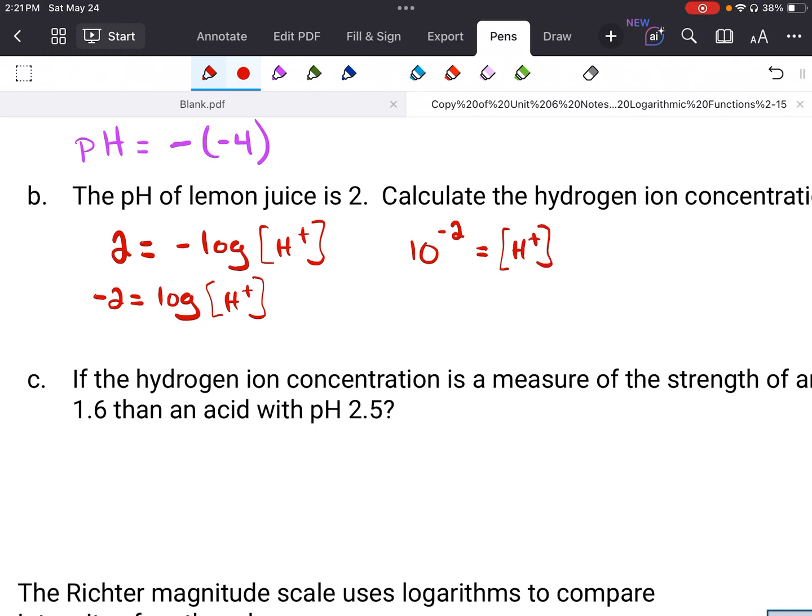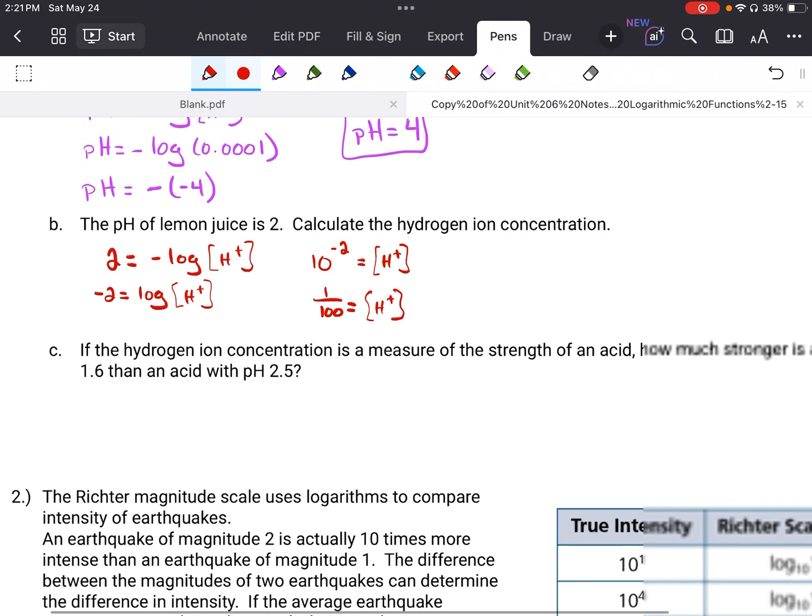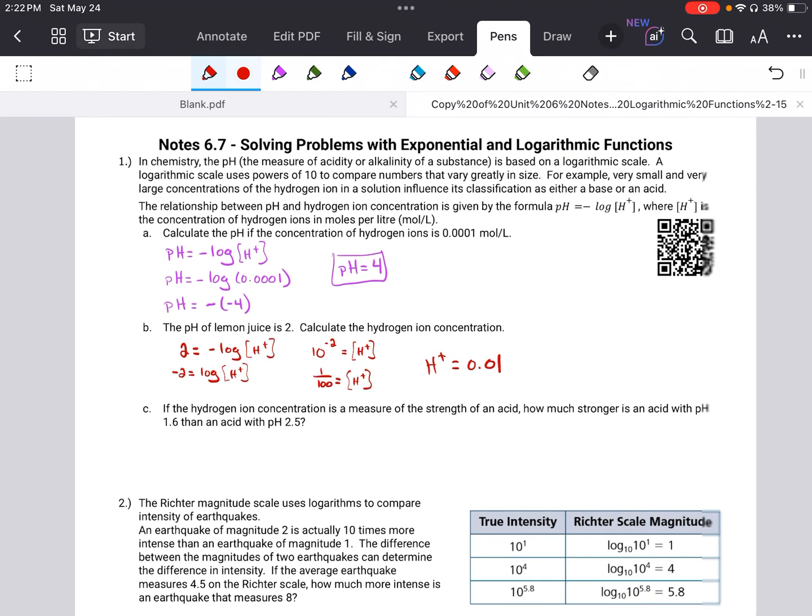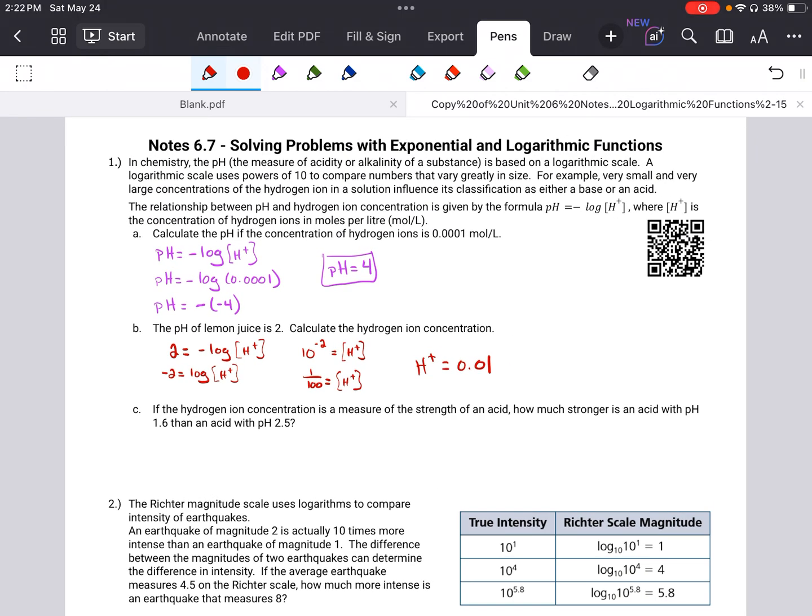And 10 to the power -2 is 1 over 100. So the hydrogen ion concentration is 0.01 moles per liter.